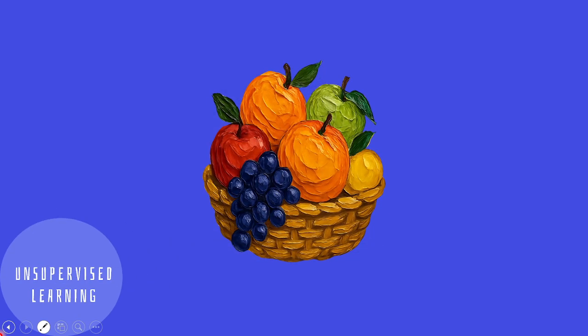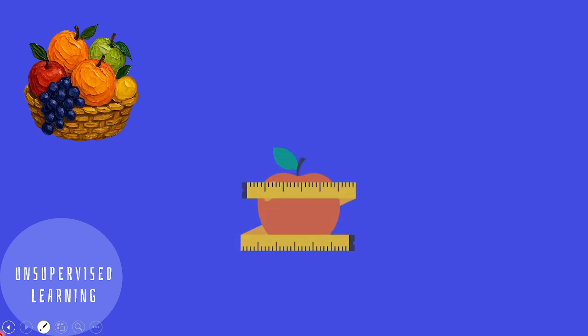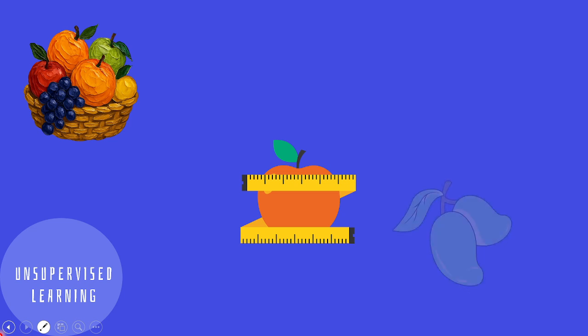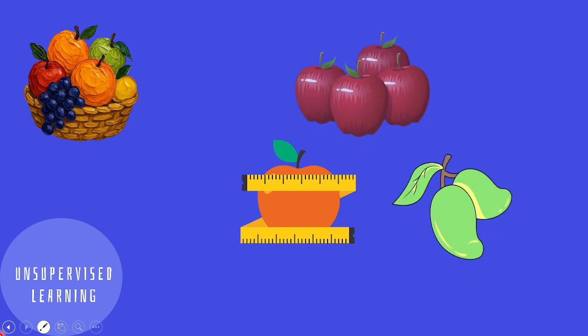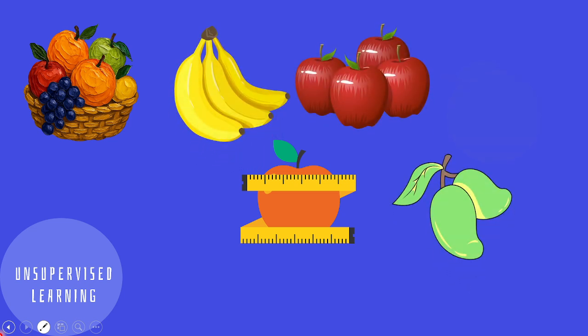Let's take another simple example. Suppose someone gives you a basket full of different fruits, but there is one problem. You have never seen these fruits before and you don't know their names. You are simply asked to arrange or categorize them. So, what will you do? You will look at their characteristics, right? You may compare their shape, size, color, texture, and other features.